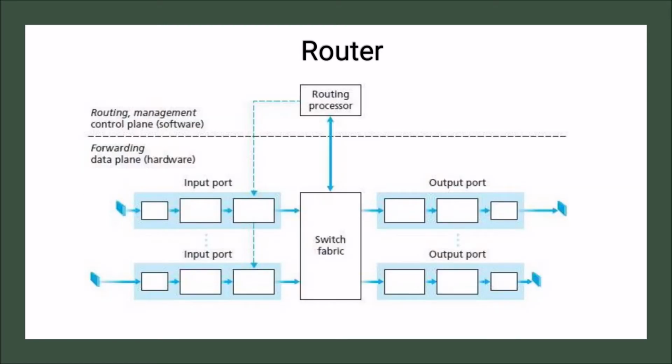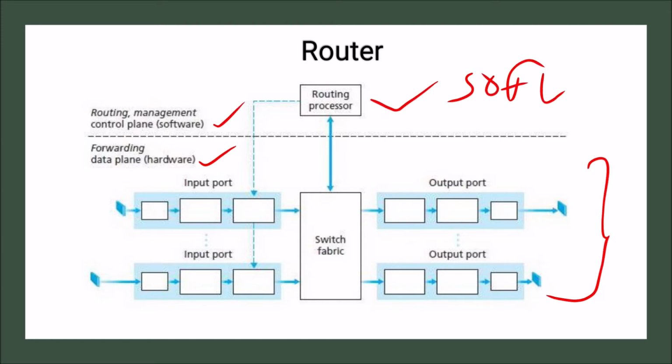First, the routing processor. It is routing management, control plane software, and forwarding is data plane hardware. So this part is hardware, and this part is software. In hardware, there are three components: input port, switch fabric, and output port. The software part is the routing processor.